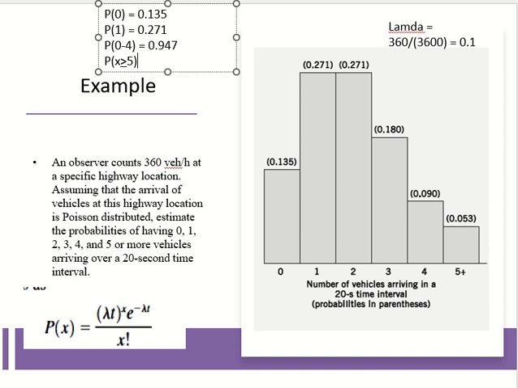So it is 1 minus 0.947, and you should be getting the number 0.053. Clear? Any questions? You have to always keep in mind that the equation gives you a probability which is for the exact value of x.